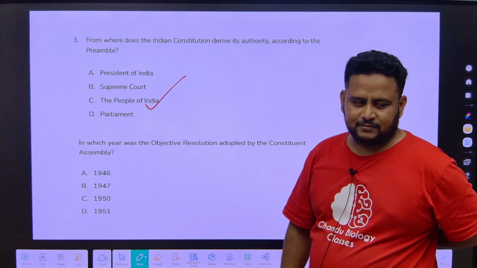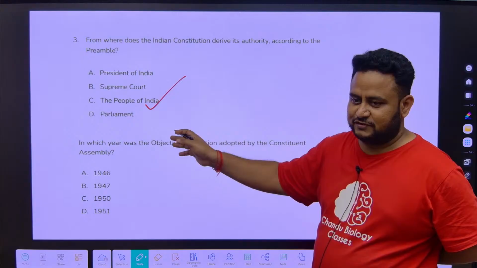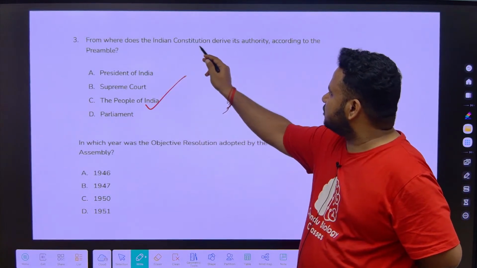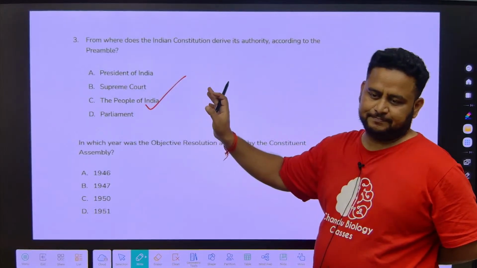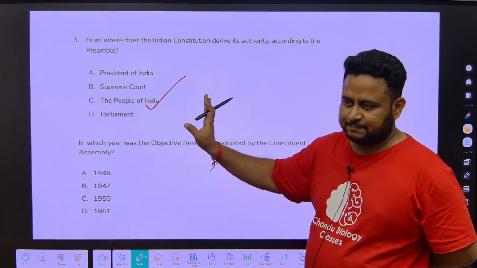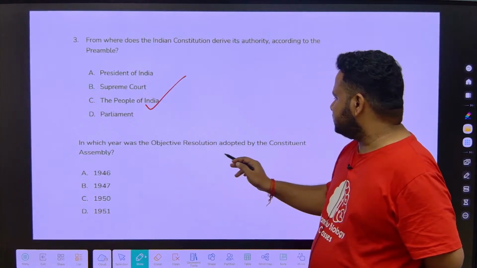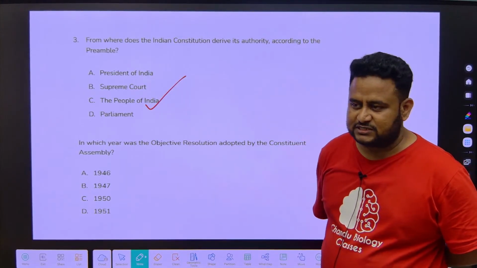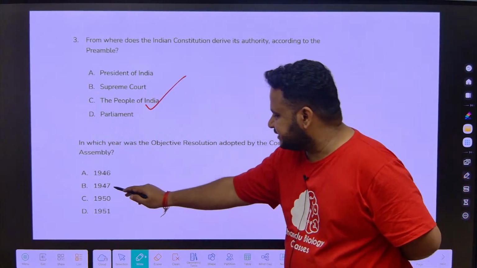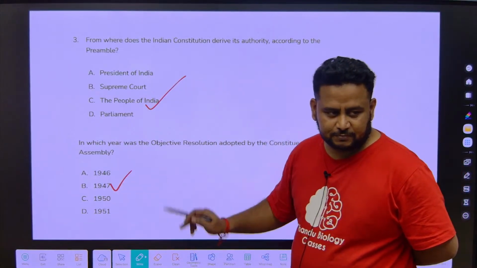People of India. That's why the options are given like this, to confuse you. Where does the Indian Constitution derive its authority according to the preamble? It is People of India. Don't get confused, it is people. Next, in which year was the Objective Resolution adopted? 22nd January 1947. Okay, it was adopted.